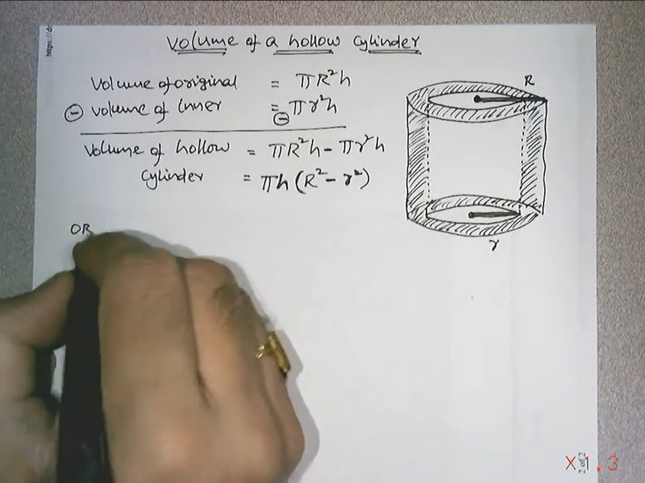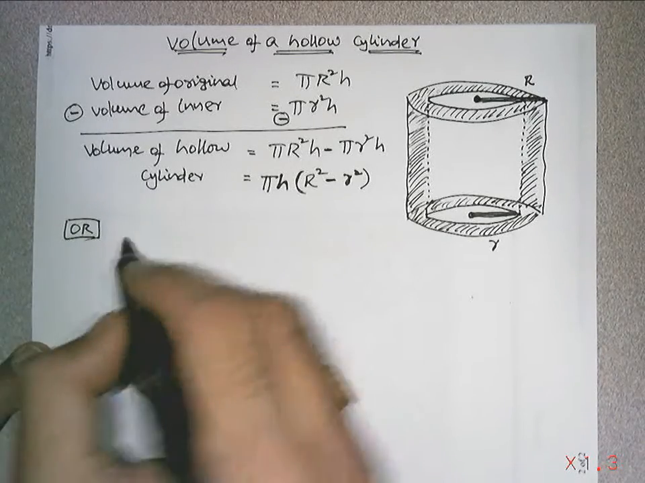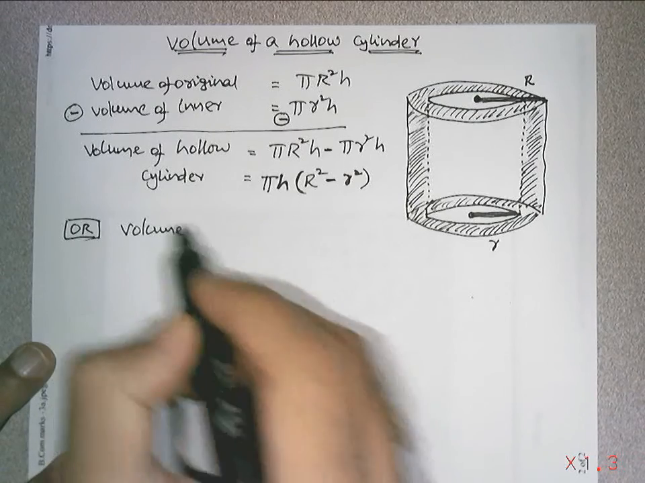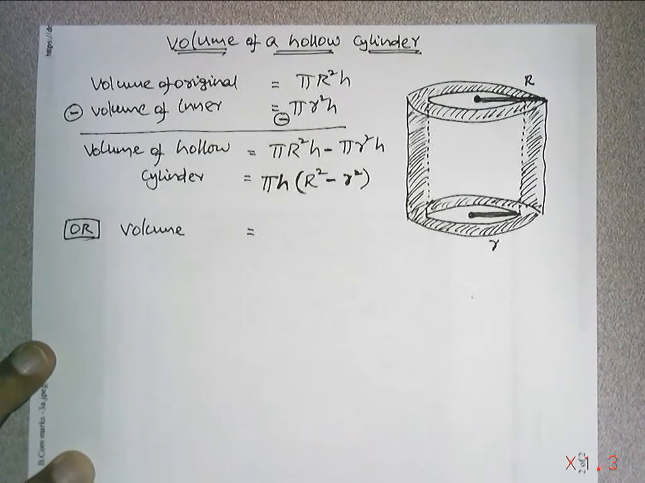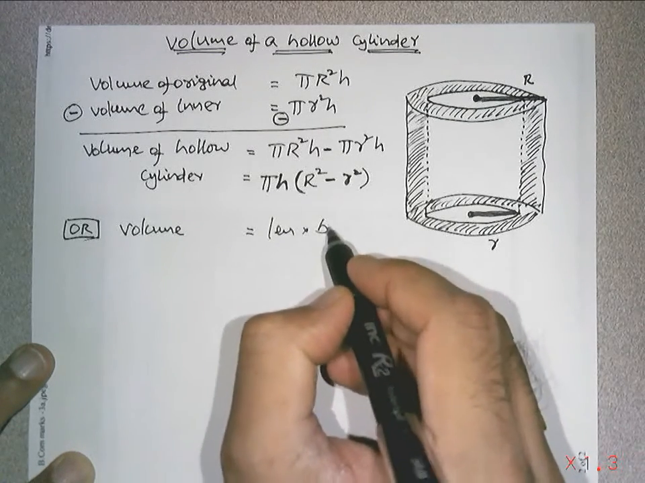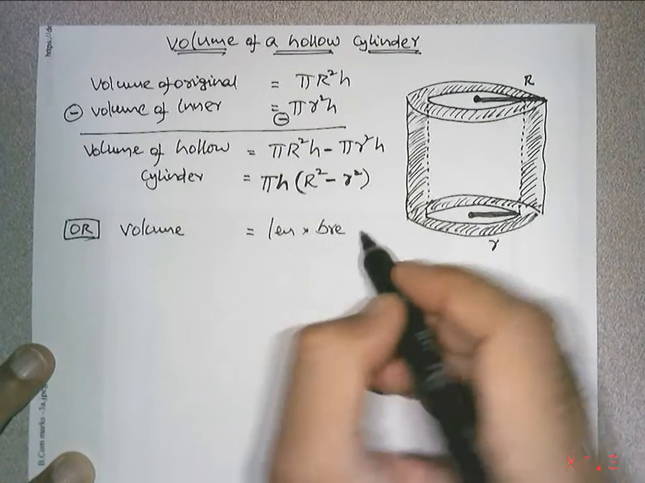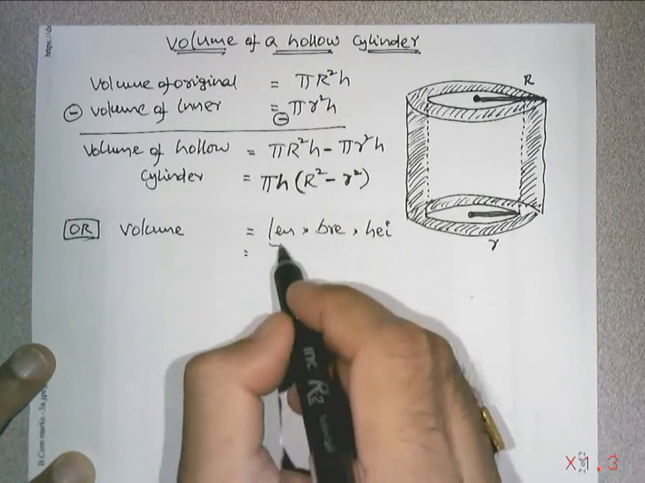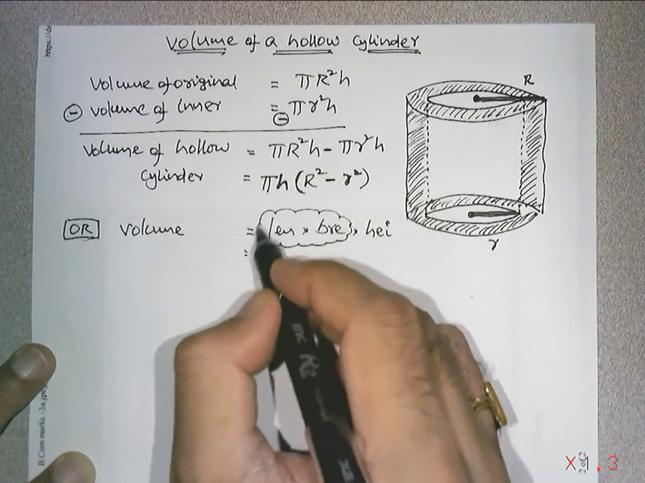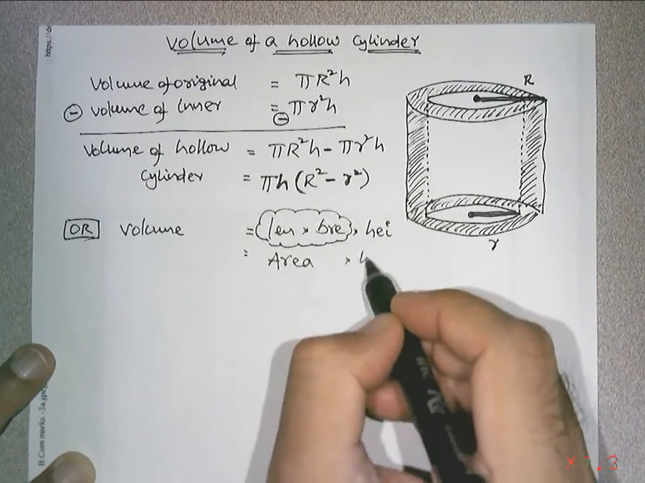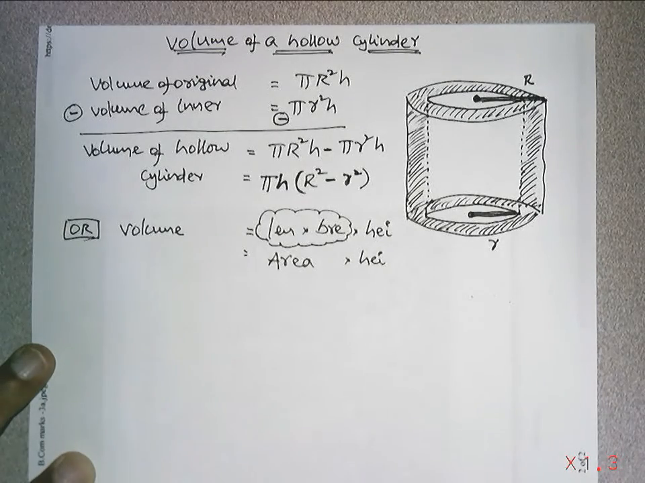Or else, you may consider it this way also. If I ask you the formula to find the volume of a cuboid, you say immediately l into b into h, that is length into breadth into height, or length into width into height. And in my previous videos, I explained that length into breadth gives you the area, so area times height.